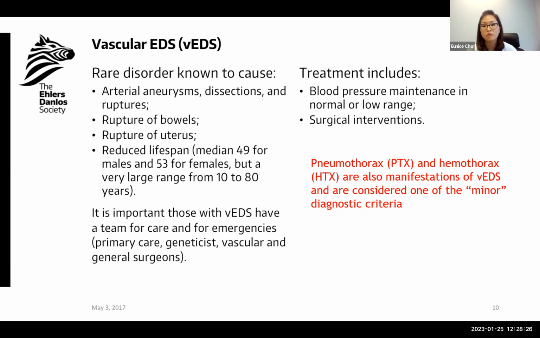What's interesting as a respirologist for me is that pneumothorax and hemothorax are some of the early manifestations of vascular EDS, and they're actually considered one of the minor diagnostic criteria. So vascular EDS is really the only subtype of EDS that has respiratory symptoms in its diagnostic criteria.